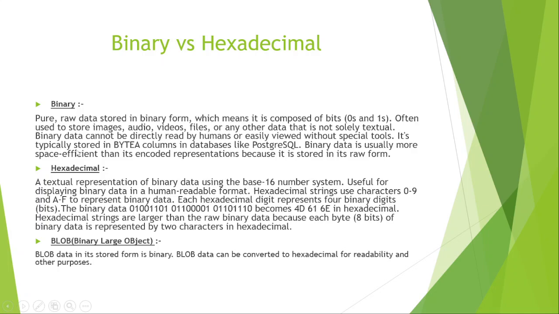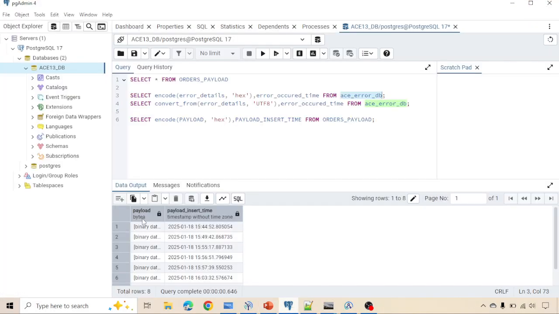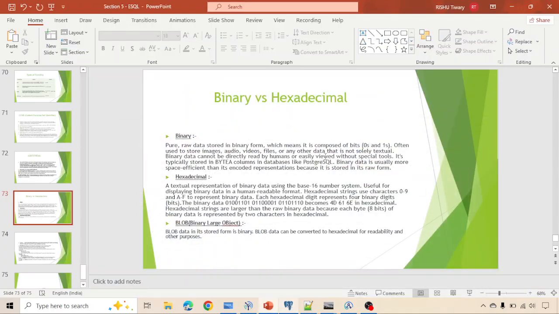It is typically stored in a bytea column in a database like PostgreSQL. So in our database there is a column with the data type you can see, bytea. Talking about PostgreSQL, bytea is the data type that helps us store data in binary format. Binary data is usually more space efficient than its encoded representation because it is stored in its raw form.